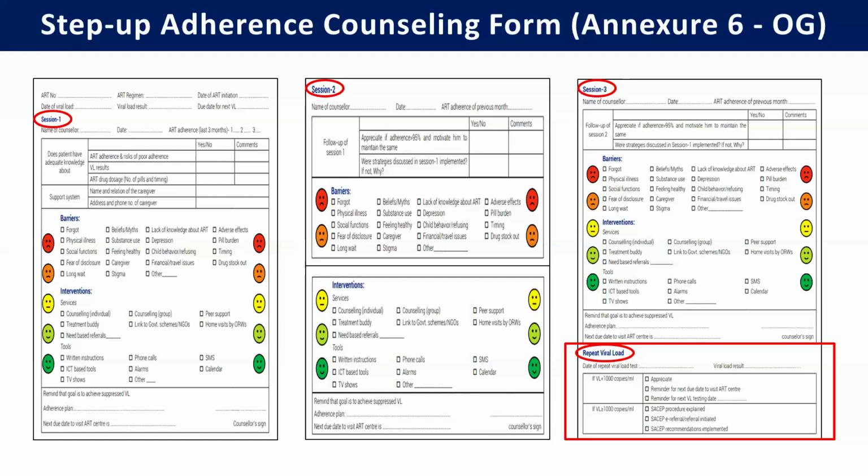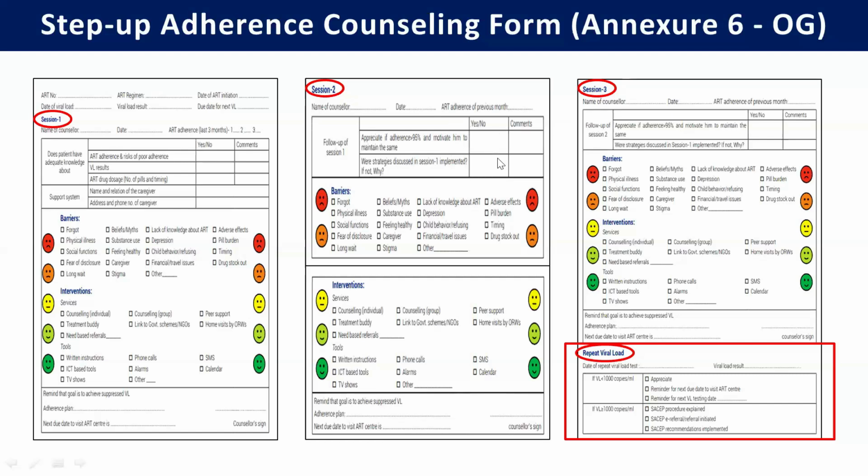That is adherence of more than 95%. If it is there, then we need to appreciate that and he has to be motivated to maintain the same. So yes or no. Again, it is documented over here whether adherence is more than 95% or not, and the comments, and whether the strategy discussed in the session was implemented. If not, why?